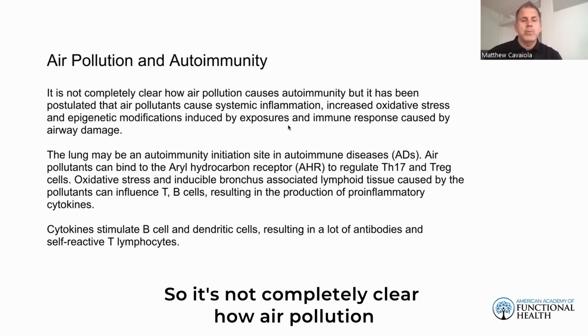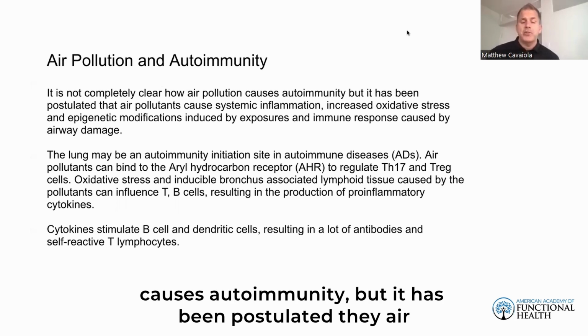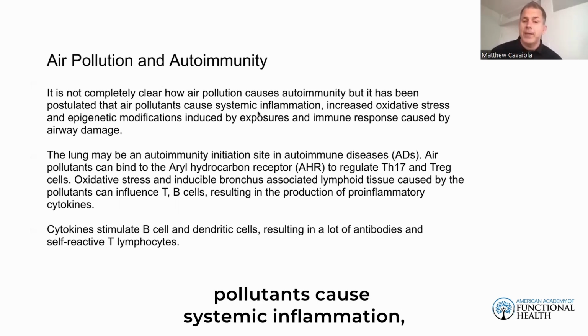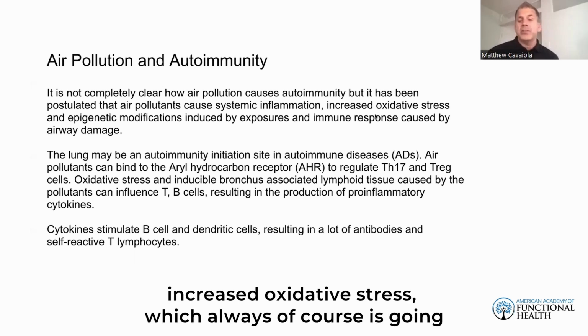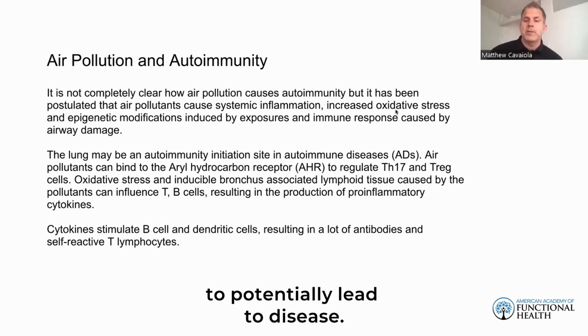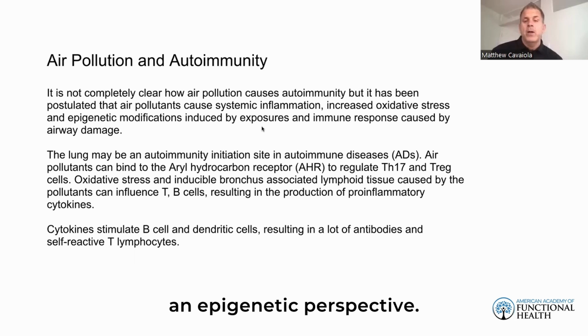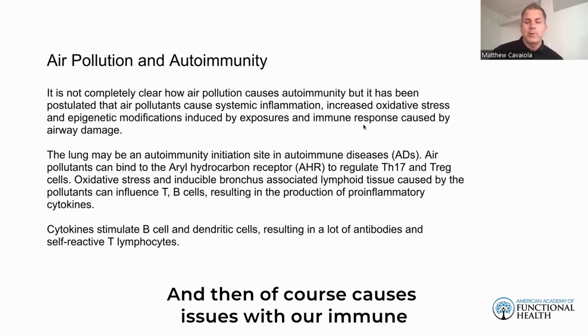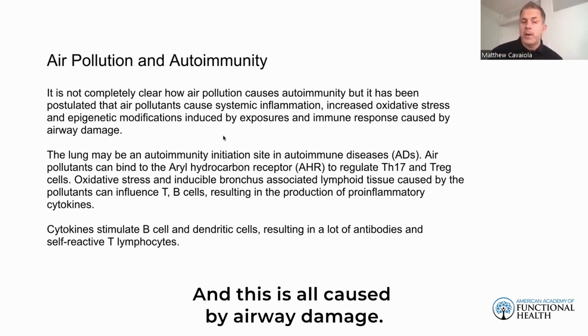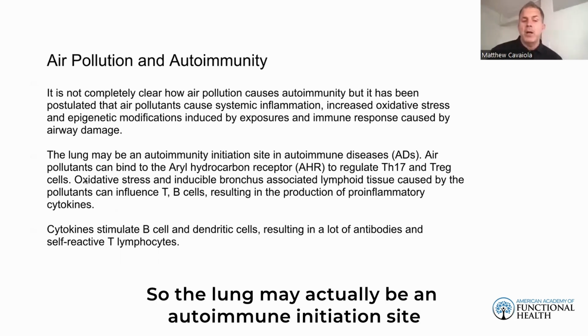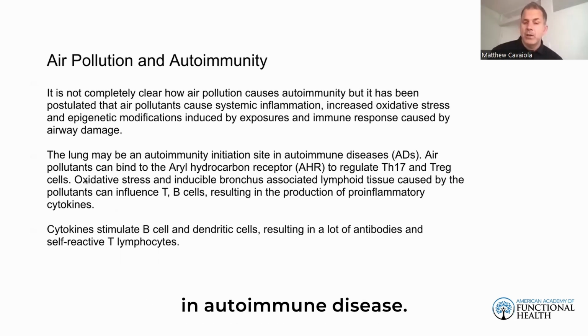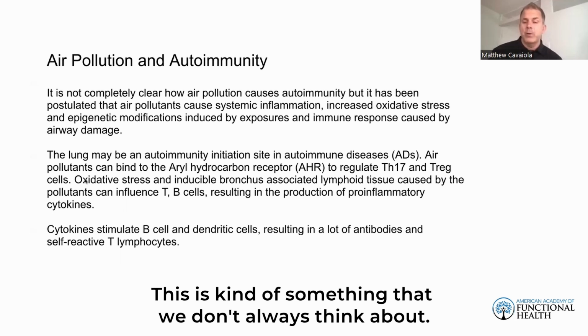So it's not completely clear how air pollution causes autoimmunity, but it has been postulated that air pollutants cause systemic inflammation and increased oxidative stress, which always, of course, is going to potentially lead to disease. And then it also modifies us from an epigenetic perspective, and then, of course, causes issues with our immune system as well. And this is all caused by airway damage. So the lung may actually be an autoimmunity initiation site in autoimmune disease. This is kind of something that we don't always think about.